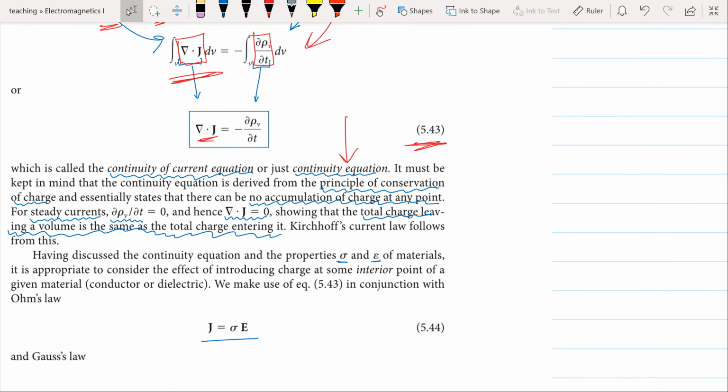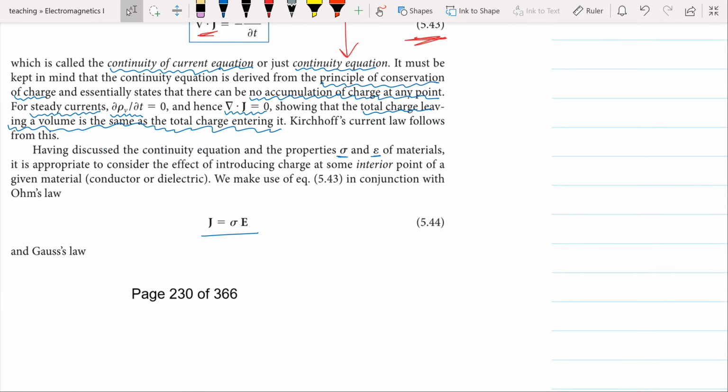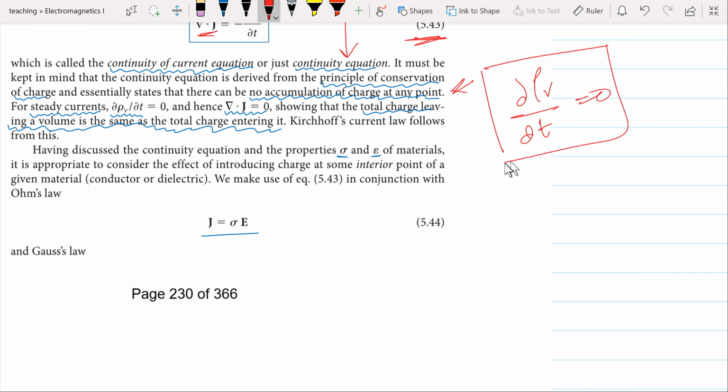And it must be kept in mind that the continuity equation is derived from the principle of conservation of charge, and this states that there can be no accumulation of charge at any point. And that is a point that I mentioned very early when I was introducing this concept. Therefore, for steady currents, we know that the rate of increase of volume charge density over time can only be equal to zero, because current is coming. It's talking about steady current. So current is coming, and then it is leaving there. Therefore, the rate of change of volume charge density rho V inside this volume can only be zero.